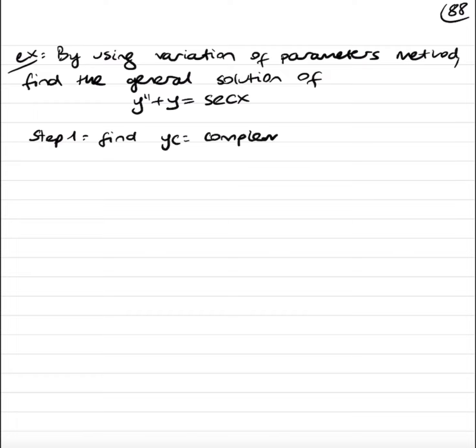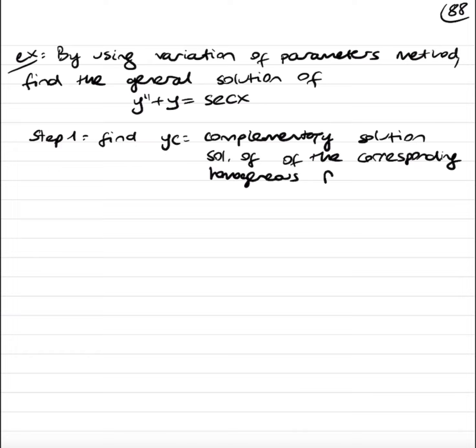So, the complementary solution. What is it? It is the solution of the corresponding homogeneous part. Okay, we will find this homogeneous part. So what is it? y double prime plus y is equal to 0. Okay, what is the characteristic equation?